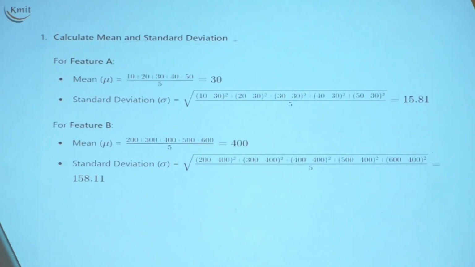Now, for feature A, let me calculate mean. Mean is nothing but the average value: 10 plus 20 plus 30 plus 40 plus 50 by 5. So the mean here is 30 and the standard deviation that I got is 15.81 for feature A. When you look into feature B, the mean is 400 and the standard deviation is 158. So there is so much difference between feature A mean and feature B mean. So how do I standardize this?